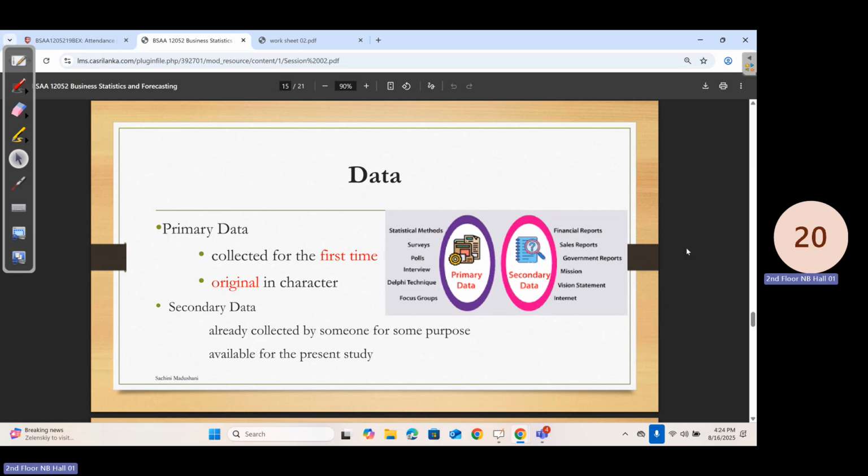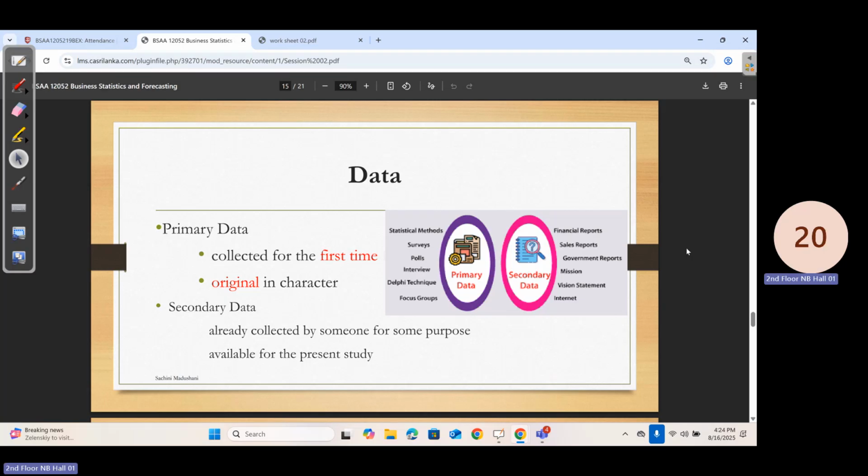Okay, then originality is high, primary or secondary? Originality is high. Primary. Why? We collect this data for the first time.